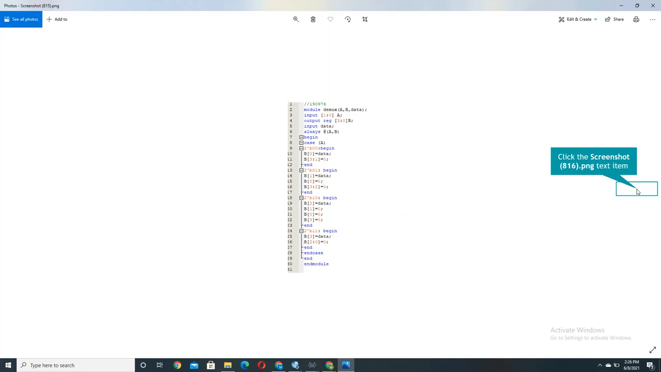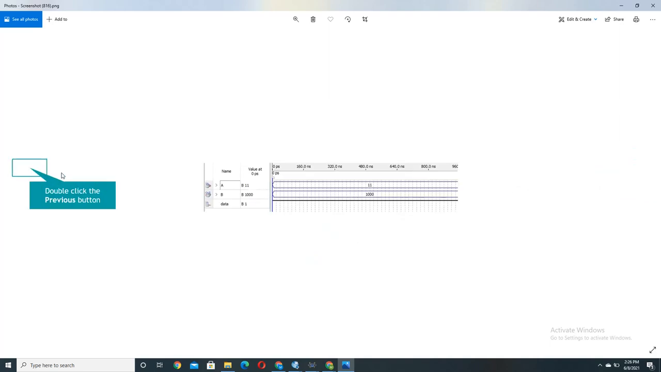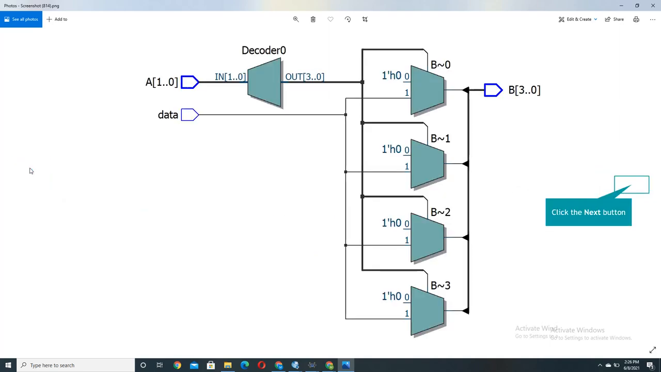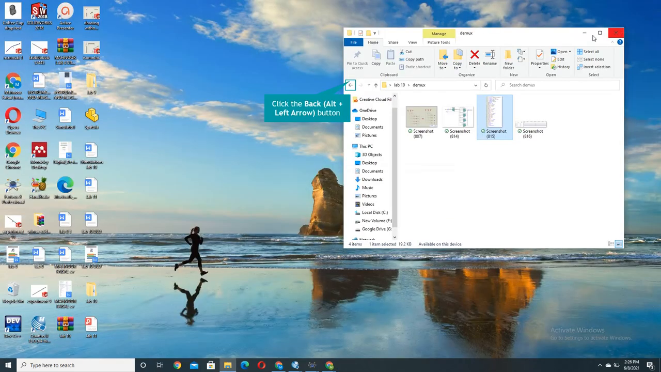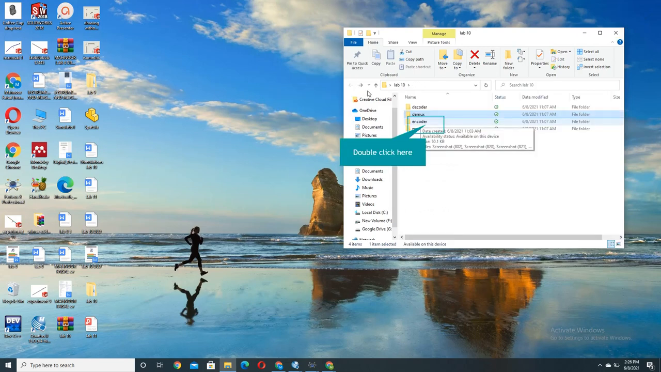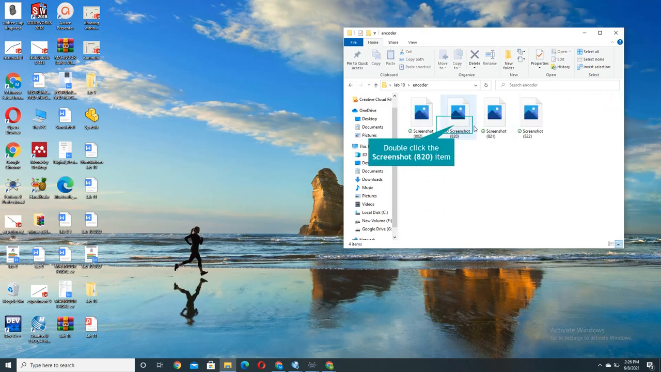Similarly with the waveform. So our RTL view is this, and this is our output waveform, and you can see it is the correct waveform. Okay, so after that we have the encoder's code.